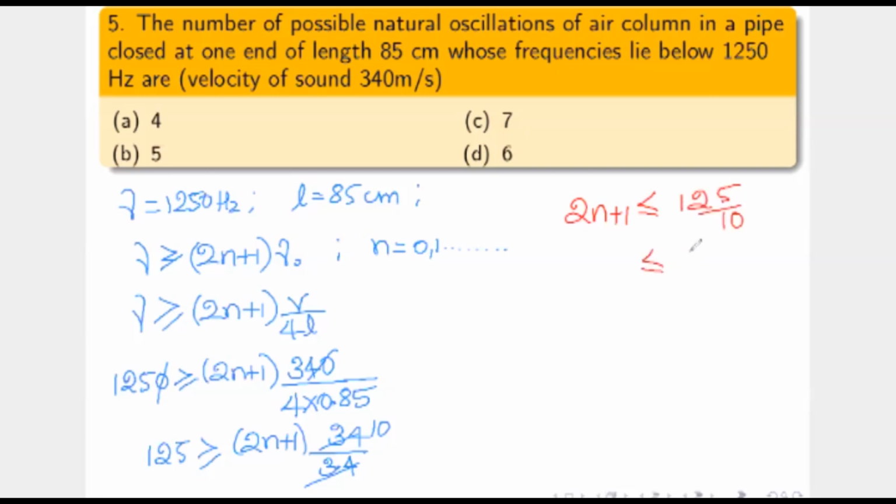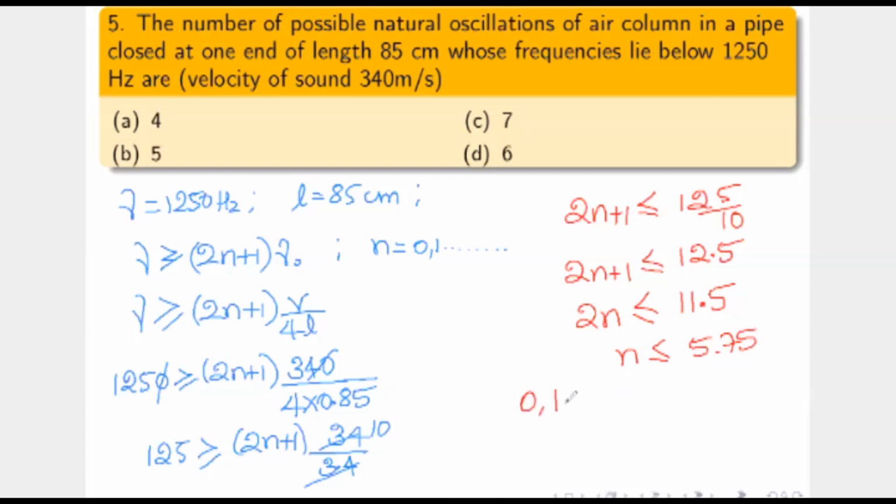It is less than or equal to 12.5. That is 2n plus 1, or 2n less than or equal to 11.5, or n is less than or equal to 11.5 by 2, which is equal to 5.75. So n must be an integer. So here you have 5. Therefore, there can be frequencies which are multiples of the fundamental frequency from 0 to n equal to 5.